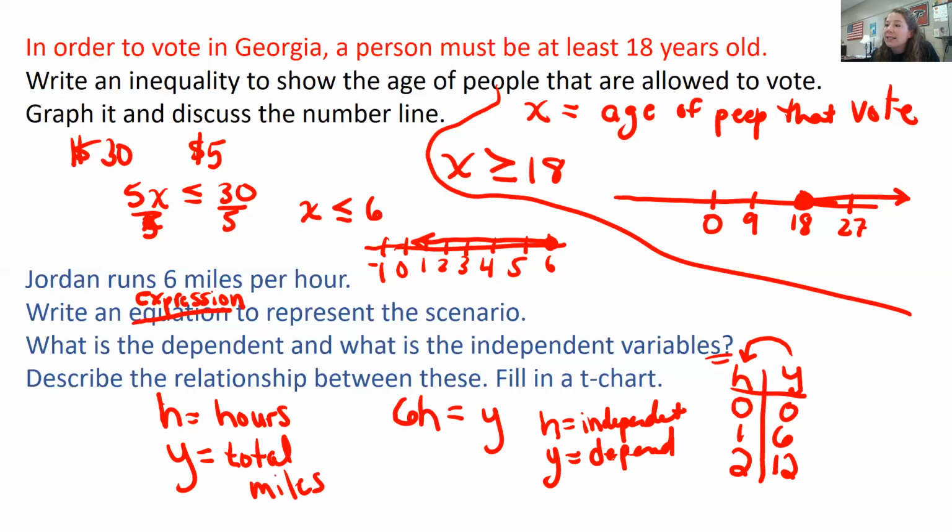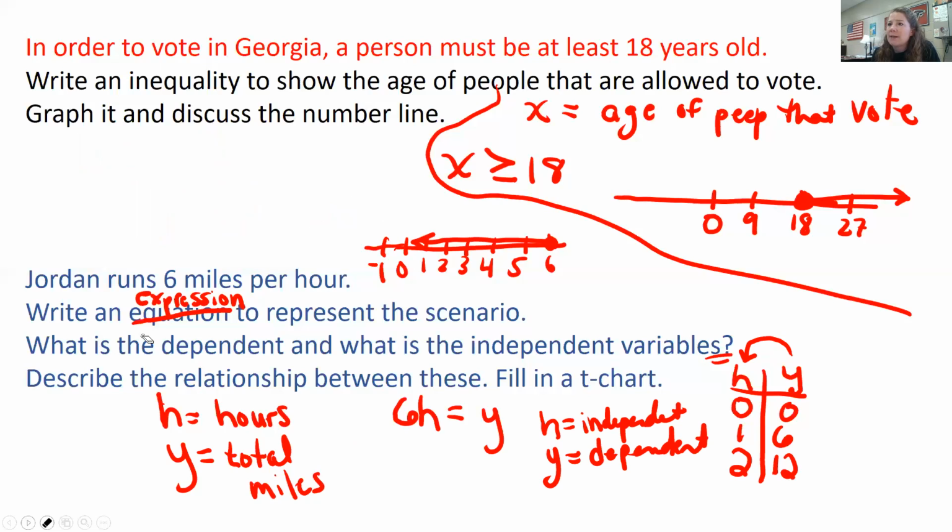Because my Y is the total number of miles, and that depends on how many hours I run. So when I want to describe the relationship, this is a great statement. I need some more room though. Let me go up here. Oh, nothing's erasing. All right, so what is my statement? And I'm going to get rid of this because I like this question after all.